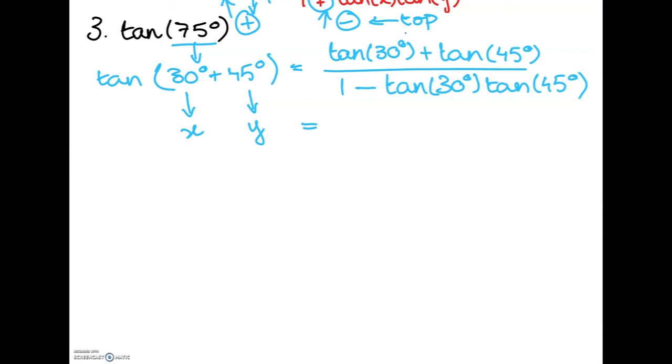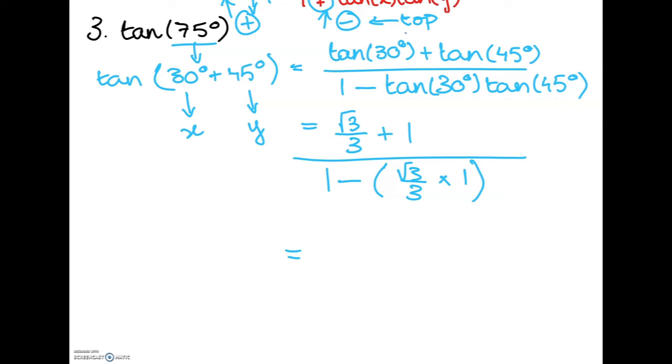So tangent of 30 degrees. What is tangent of 30 degrees? Tangent of 30 degrees is equal to root 3 over 3. This is going to be added on to tangent of 45, which is just equal to 1. This is all over 1 minus tangent of 30, which we already found as root 3 over 3, times tangent of 45, which we already found as 1. So on the top, it's going to be root 3 plus 3 over 3. I just added the two fractions together. On the bottom, it's going to be 1 minus root 3 over 3.